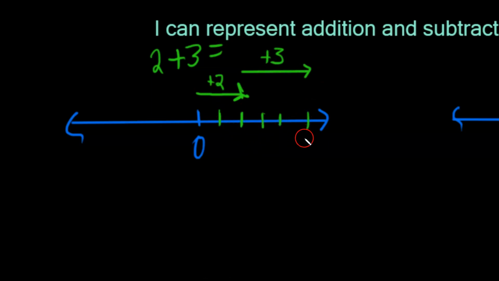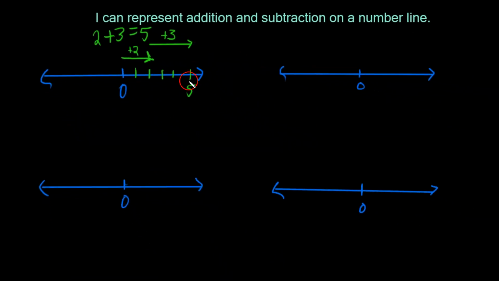And we get right here. And where is this at? This is at 1, 2, 3, 4, 5. So we end up at 5. We know 2 plus 3 equals 5, but this is just showing you how to use a number line to get your answer. Again, for something like this, you might not have needed a number line, but once we get into negative numbers, you might be glad that you used the number line.